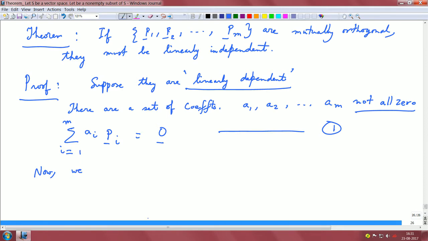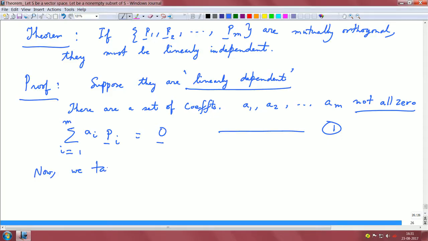Now, the trick here is to take the inner product of all these pi's with equation 1 and come up with a simplified set of equations assuming that they are mutually orthogonal, and then see if our assumption that they are linearly dependent is violated or not. So, now we take the inner product of equation 1 with each pi. When you take 0 with pi, this is basically 0. I will just take one case and it is very easy for you to think about the rest. Take it with p1.